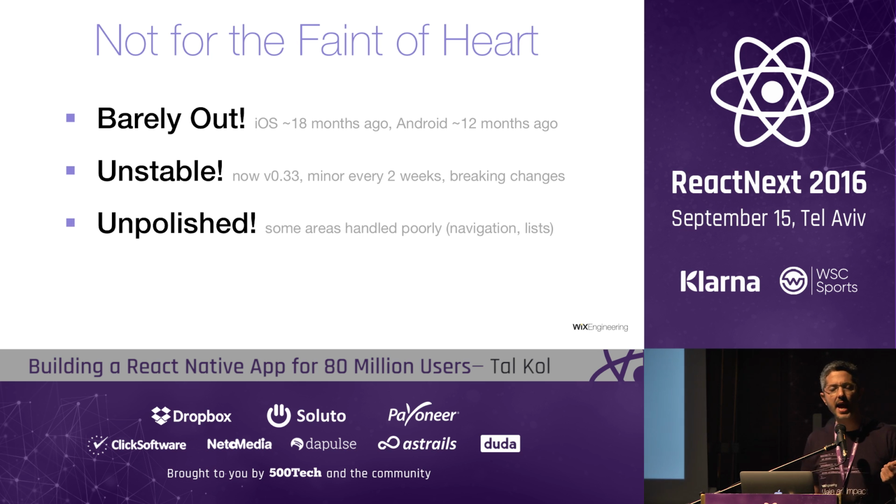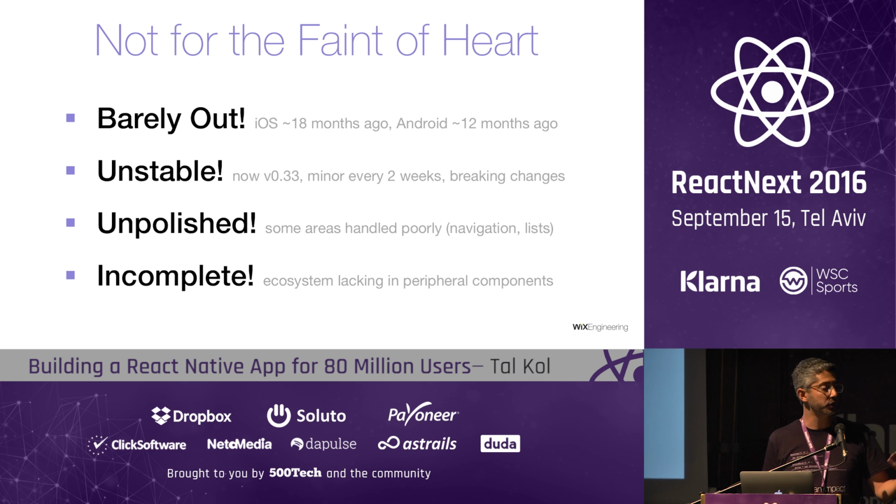It's very unpolished. If you look at things that the React Native team is working on, you would see that some parts just don't work well. For example, we were very unhappy with the navigation solution that React Native has out of the box. It was unusable for us. It didn't measure up to real native apps. Also, list views. If you have lists with a lot of information in them, the performance was poor. Both memory and the runtime performance, there are issues there that are still unsolved. And also, it's incomplete. So if you say you would rely on open source to fix those things, the ecosystem is still small. It's lacking in peripheral components, so that's a problem.